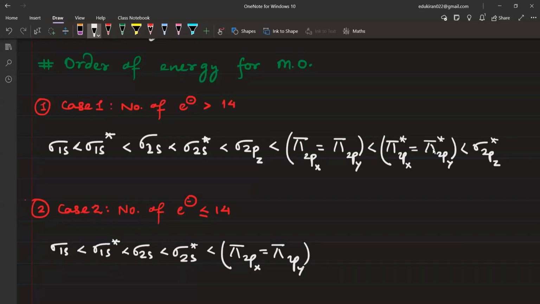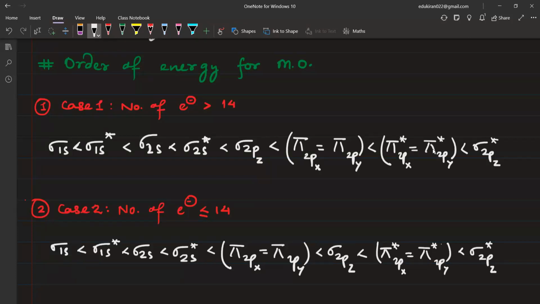Now after pi, we have sigma 2pz. After pi, we have sigma 2pz, and then we have the pi star 2px equal to pi star 2py, and after that we have the same thing, sigma star 2pz.